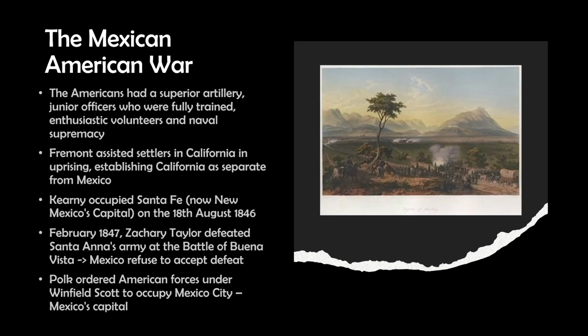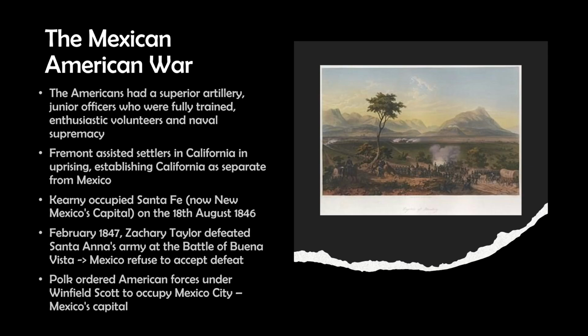So, the war as a whole. We're going to talk about the Americans and how they were better off. The Americans had superior artillery. They had junior officers who were fully trained. They had enthusiastic volunteers. They also had naval supremacy. Fremont assisted settlers in California in an uprising after they heard about the war in Mexico, which then started establishing California as separate from Mexico.